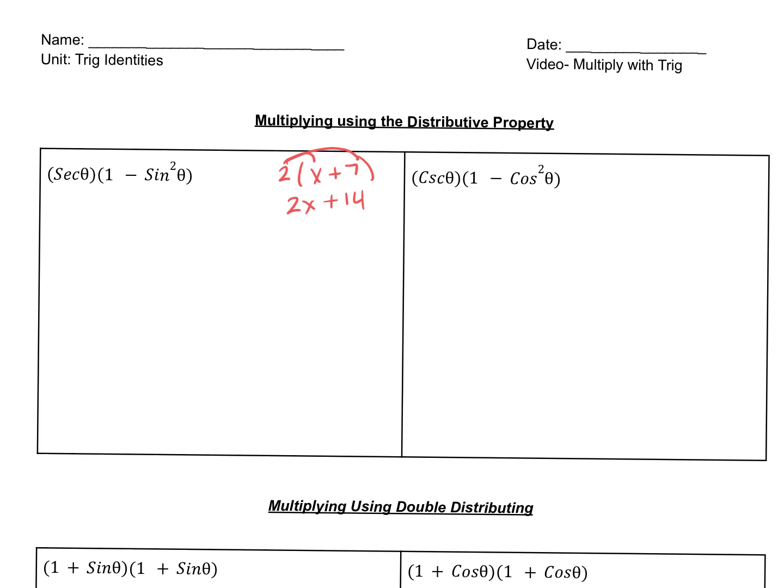You're going to multiply the secant times 1, and that's just secant of theta. And then we're going to multiply secant of theta times sine squared. So it's just secant of theta sine squared, right? That's the distributive property. And if we want to, we actually can simplify this.